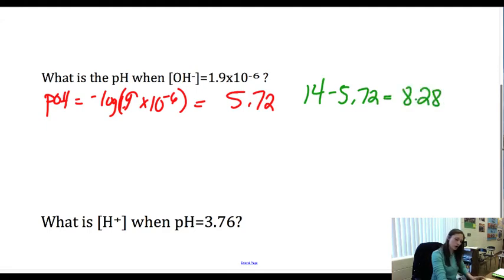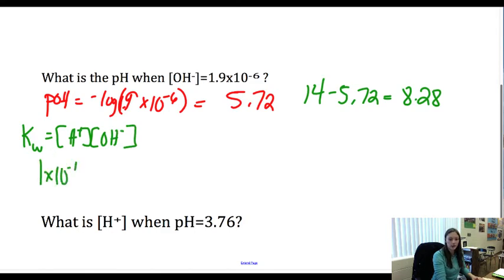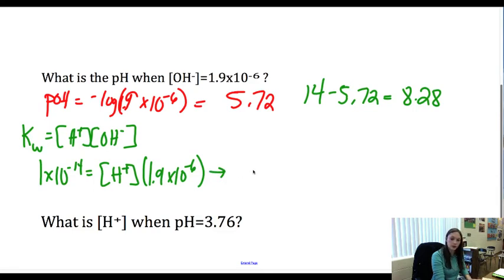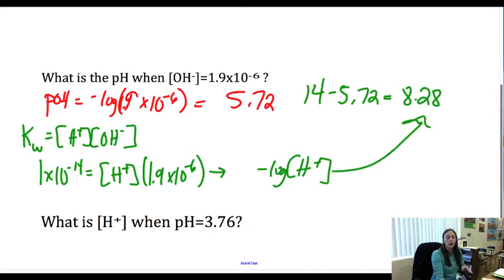and I would get a value of 8.28. You could also figure out your H plus concentration by using what we call Kw, the K for the H plus times the OH minus. That K is 1 times 10 to the negative 14th. I don't know my H plus, but I know the OH minus is 1.9 times 10 to the negative 6th. I get my H plus concentration, and then I could use the negative log of my H plus concentration to get that same thing. It's two sides of the same thing, and I don't care how you do it, whichever one makes more sense. Okay?